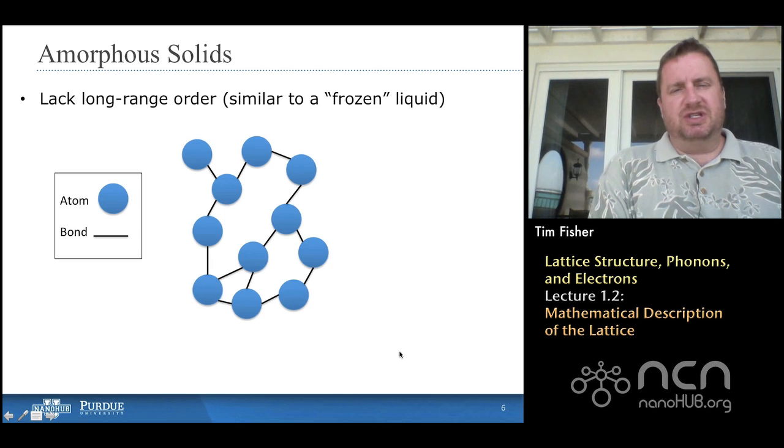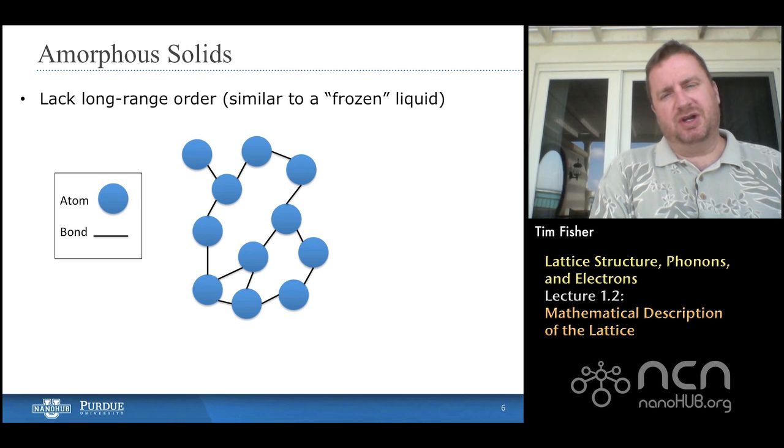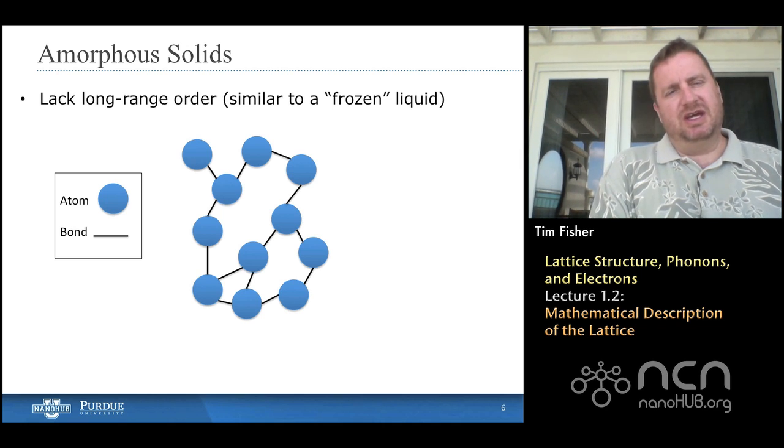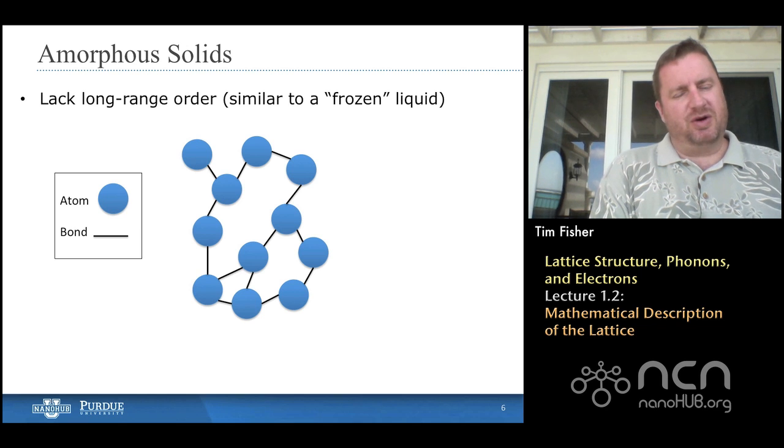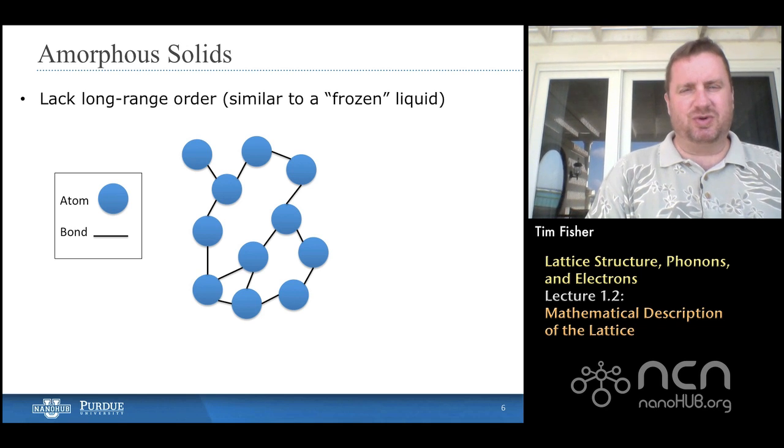The other class of materials that we really won't have time to spend much attention with is amorphous solids, and they're also technologically important. Glass is the most common one, certainly, but amorphous solids lack any long-range order.